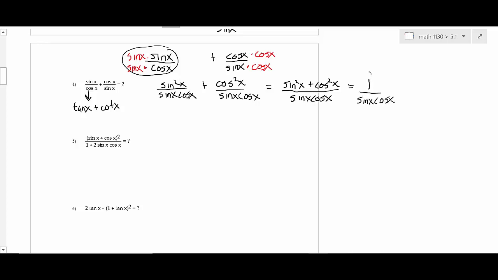What can you do with 1 over sine? What is 1 over sine? Cosecant. What's 1 over cosine? Secant. And you can do this in your head, but you're really looking at 1 over sine x times 1 over cosine x. So that's cosecant of x times secant of x.